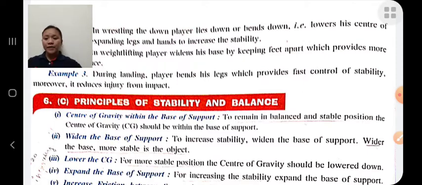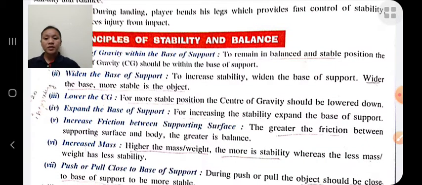Lower center of gravity: if the center of gravity is lower, there will be more stability. Expand the base of support: by increasing the base of support, there will be more stability and balance. Increase friction between supporting surfaces: by increasing the friction, there will be more stability. Greater the friction, more will be the stability.